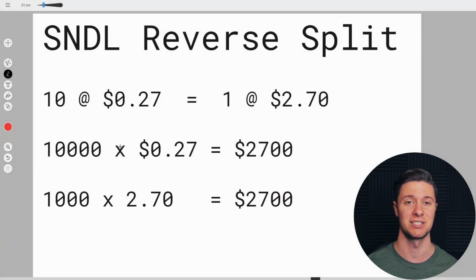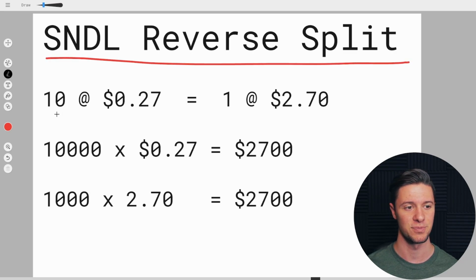I'm going to start off explaining what exactly a reverse split is, what it means in terms of your shares, and then talk about some of the issues that people have had with the reverse split and a bunch of other things. So the Sundial reverse split, essentially what they decided to do is a 1 for 10 reverse split, meaning that every 10 shares you had, you now have 1 share. And also that the share price, which was around 27 cents, turned into $2.70.